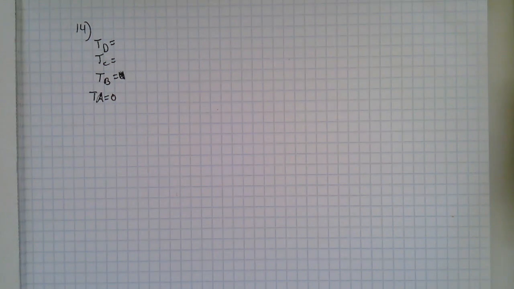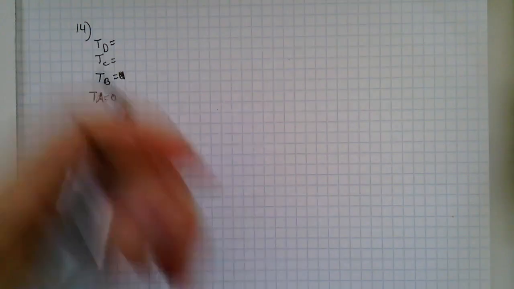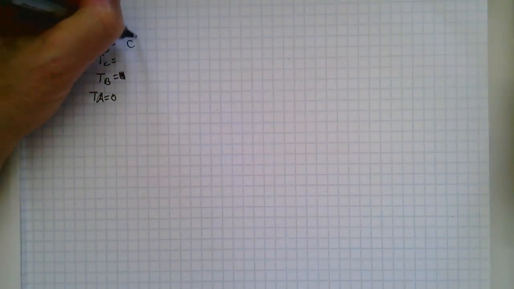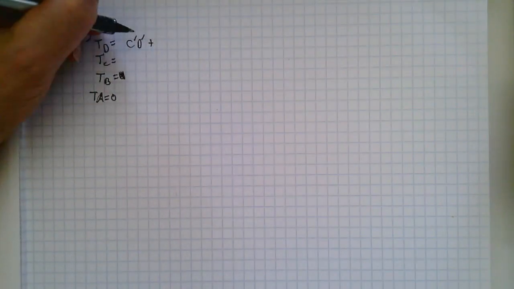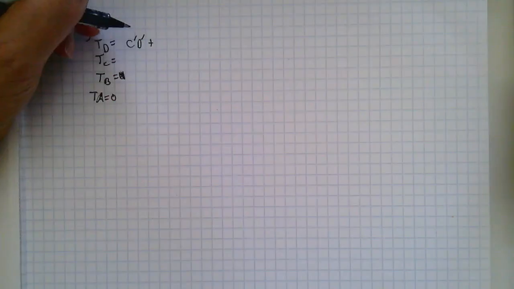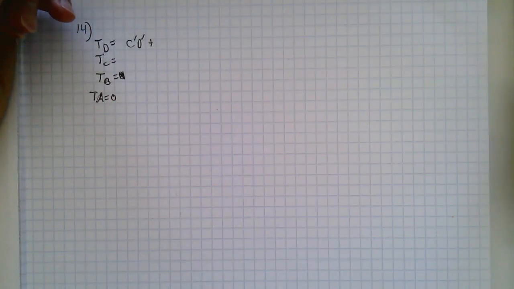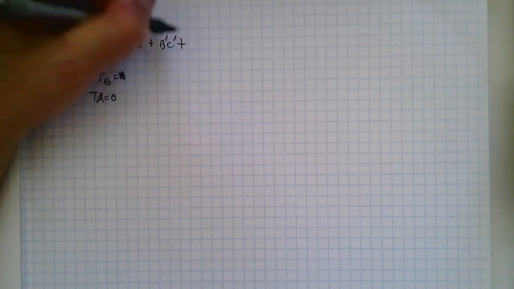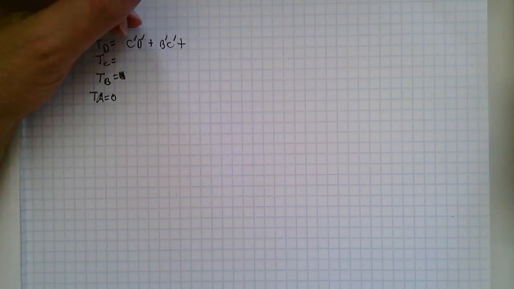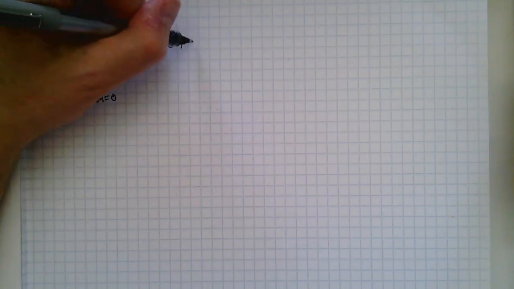Who wants to help doing that? Anybody want to take a stab at it? Well, there's C prime D prime going into an AND gate, and that feeds into an OR gate. Well, what's the next one down say? The next one's B prime C prime, yep. What's the next one? BCD. BCD. What's the next one?